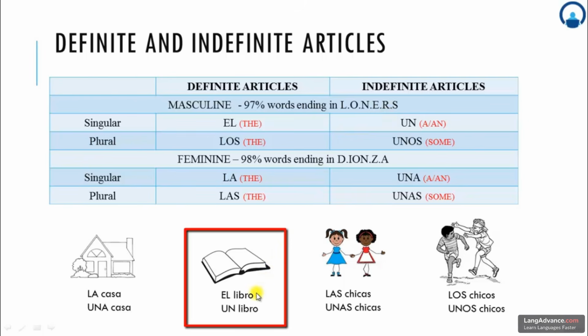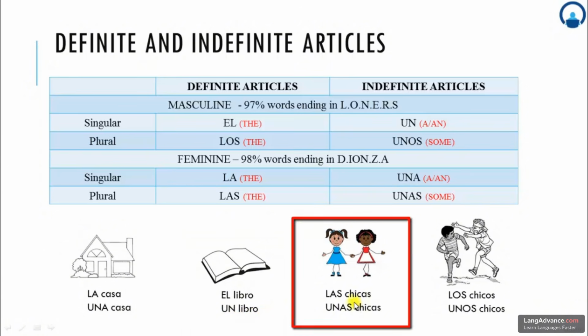So, since it is singular and masculine, we'll use the definite article el and the indefinite article un. So, el libro, the book, un libro, a book. For the plural, chicas. Now, note this rule that if it is plural, it already has s or es in the ending.